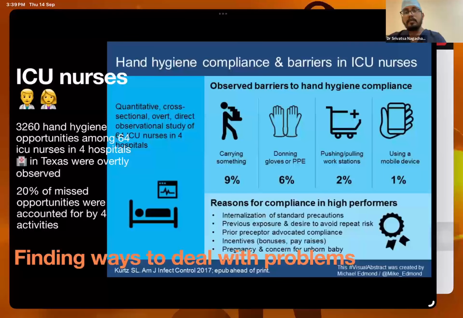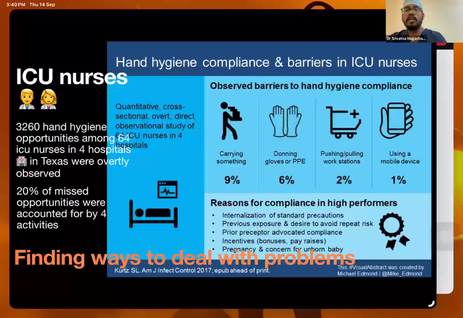And this is another quite interesting study which was done in ICU nurses. They roughly analyzed around 3,200 hand hygiene opportunities among 64 ICU nurses in 4 different hospitals in Texas, and they were overtly observed. If you look at that hand hygiene data, 20% of the missed opportunities were accounted for the 4 most important activities, like either the nurse is carrying something, or they're donning the gloves or doffing the gloves or wearing the personal protective equipment, or they're pushing the trolleys or pulling the workstations, or they're using the mobile device. Not only nurses, it was applying even to the doctors as well.